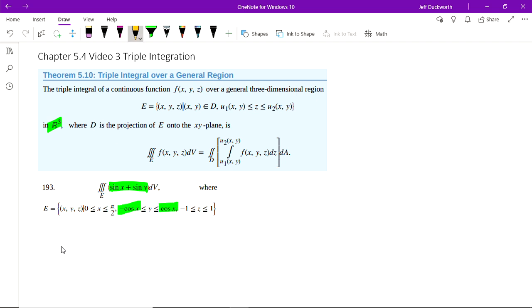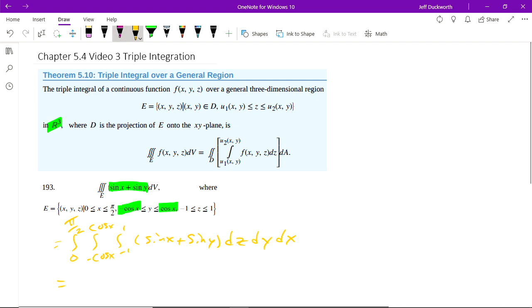So this is going to equal, let's see, I think we should probably do x last, so let's do 0 to pi by 2. We'll do the y next, so negative cosine of x to cosine of x. And our z first from negative 1 to 1. And that's sine of x plus sine of y. So that'll go dz, dy, dx. And I'm going to be doing the inner part first.